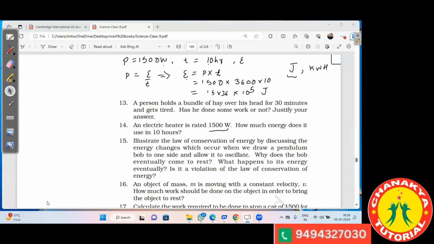And then you can directly use this formula. In that case, you convert this watt to kilowatt, that will be 1.5 kilowatt multiplied by time, that's hour. Take the time in hour only. So you will get your answer as 15 kilowatt hour. That is the simple answer.